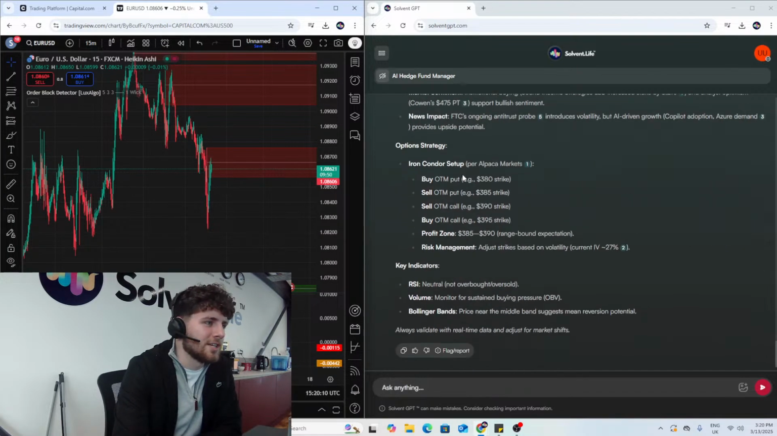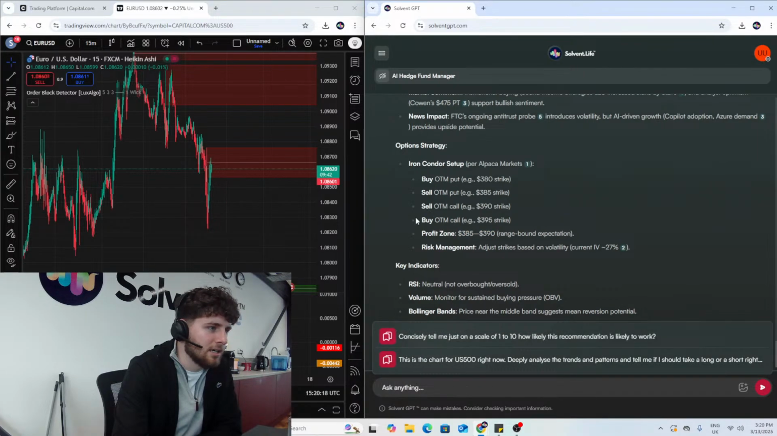Our options trade is as follows here. We have an iron condor setup that will profit from the valuation being within the 385 to 390 zone.